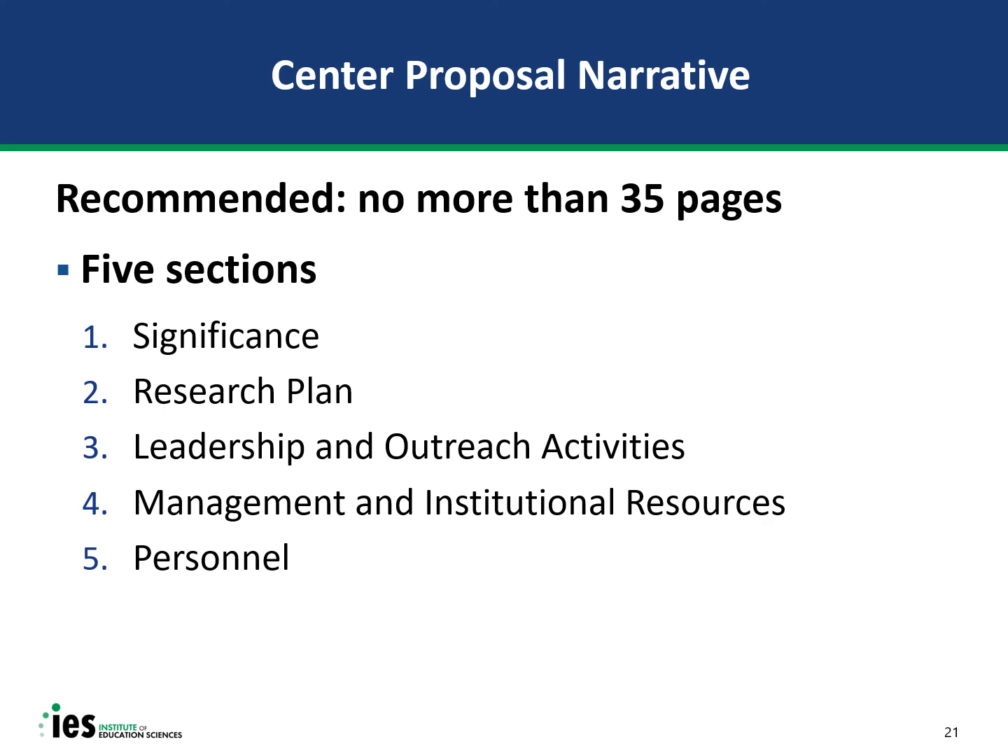In your application, you must submit a proposal narrative. As I mentioned earlier, this is the heart of your application where you set out your plan of research and the justification for it. The peer reviewers focus on this narrative. The center narrative is composed of 5 sections, and we recommend that it be no more than 35 pages. The 5 sections are significance, the research plan, the national leadership and outreach activities, management and institutional resources, and personnel. Each of these will have a set of requirements and a list of recommendations.